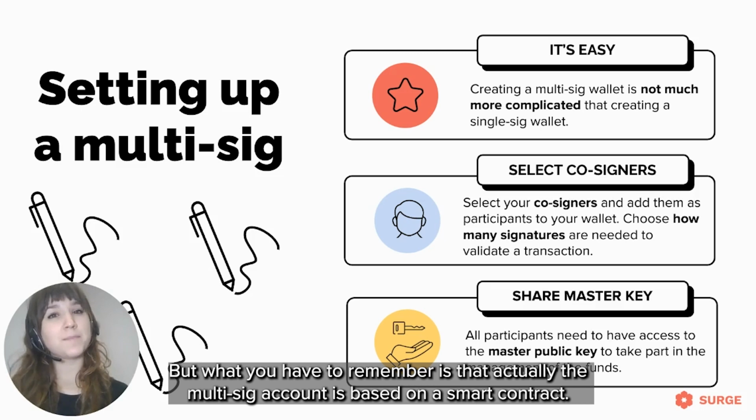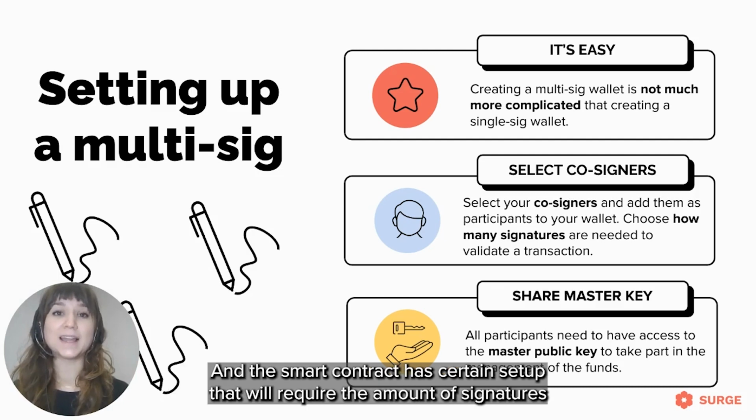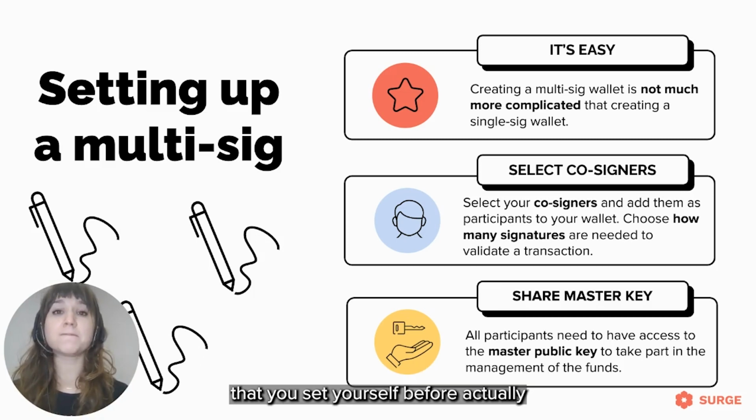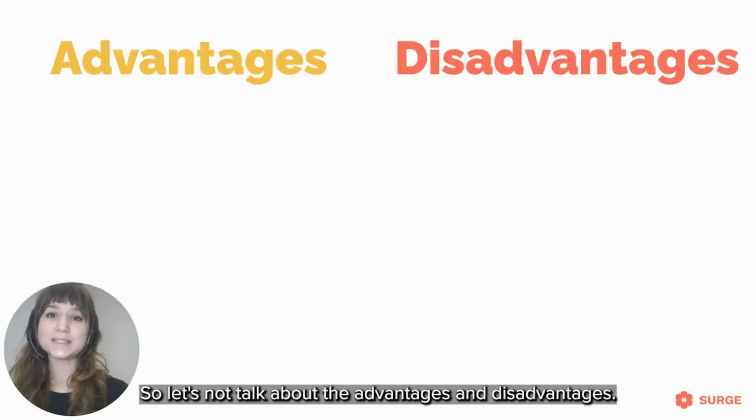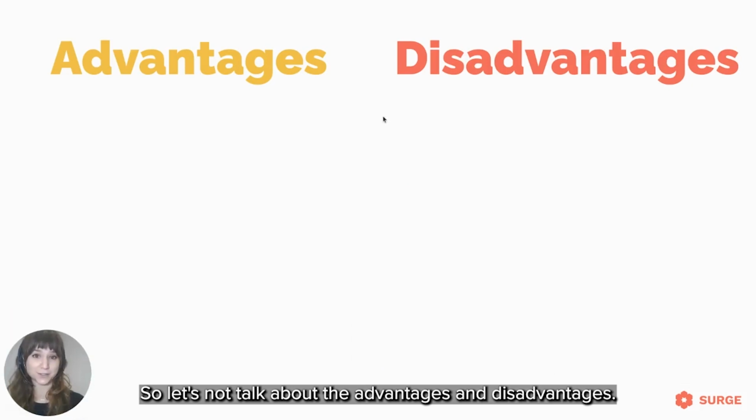But what you have to remember is that actually the multi-sig account is based on a smart contract. And this smart contract has a certain setup that will require the number of signatures that you set yourself before actually executing a particular transaction on the blockchain. So let's now talk about the advantages and the disadvantages.